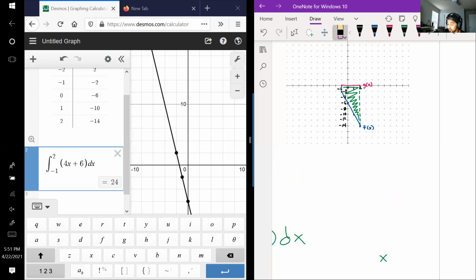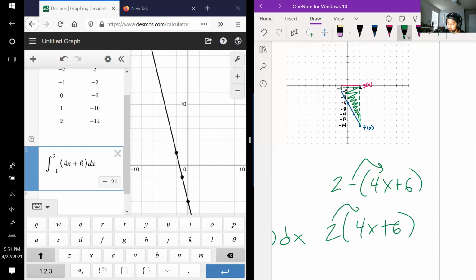Oh, no. You only multiply if... so remember, if it's 2 minus 4x plus 6, that negative goes in there. But if it's 2 times 4x plus 6, then you distribute the 2. See the difference? No, explain again. I'm sorry. So if it's 2 minus, the only thing that gets distributed is the negative. Oh, okay. I got you. If it's 2 times, then you would distribute the 2.